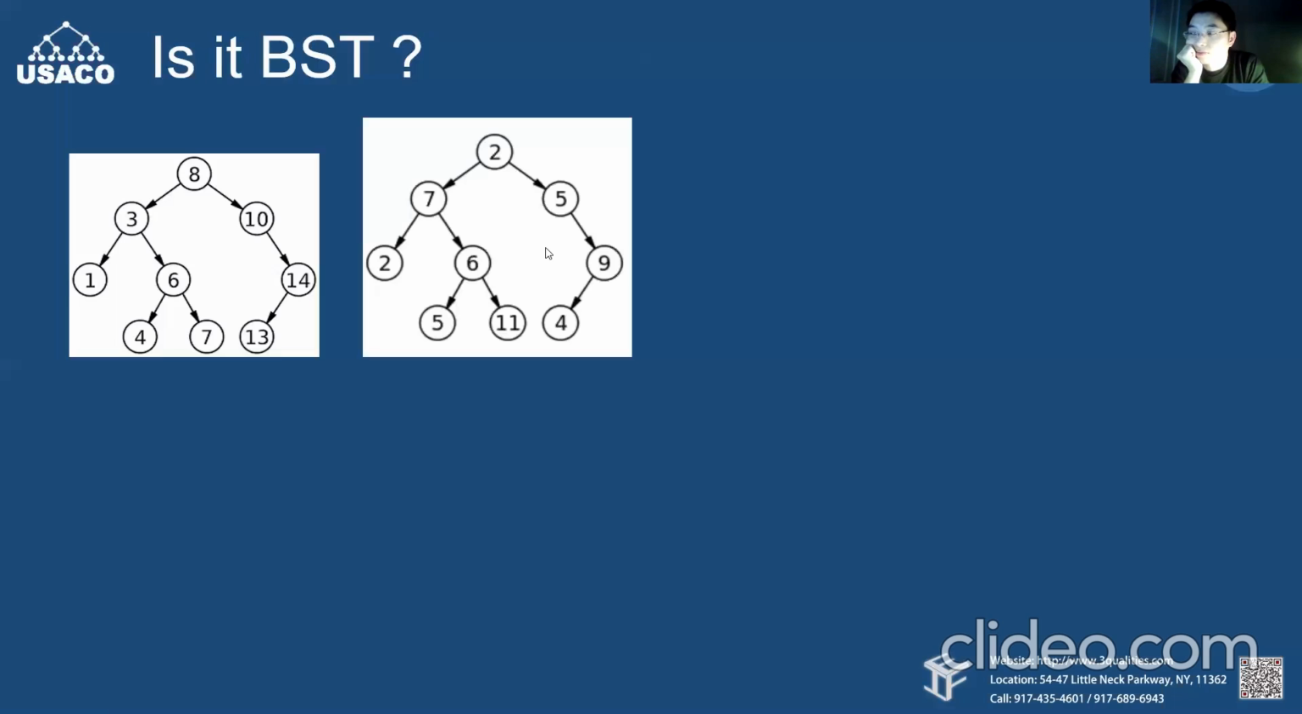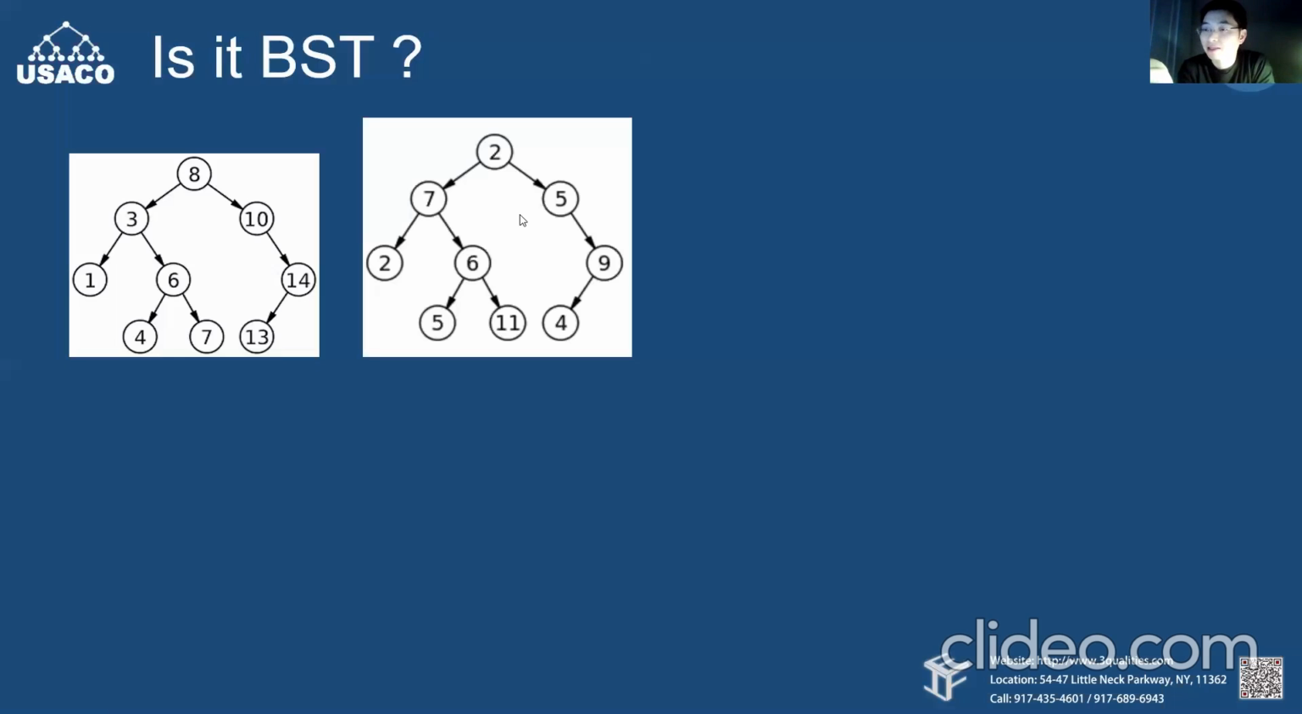Julian, is the second tree a binary search tree? Yes, it's a binary tree. Aston? I don't think it's a binary search tree because for the root node, the left value is greater than the root when it's supposed to be less. Yeah, it's so obvious. How come you guys are confused?